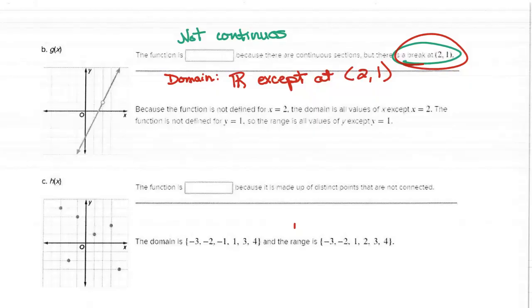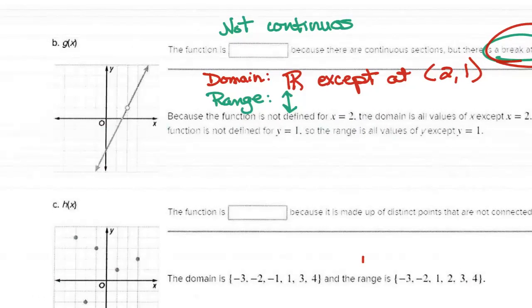The range, how high or how low is it going? Well, it keeps going up high to infinity. It keeps going down low to negative infinity. So it too is all real numbers except at that point 2, 1, because there is the break. Okay?